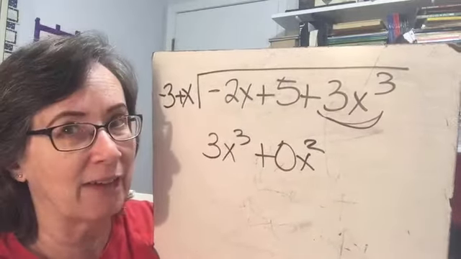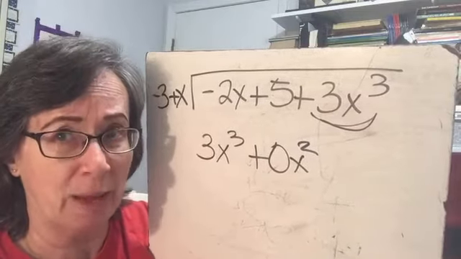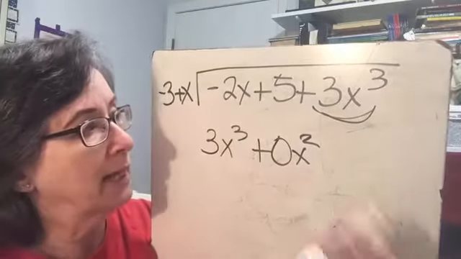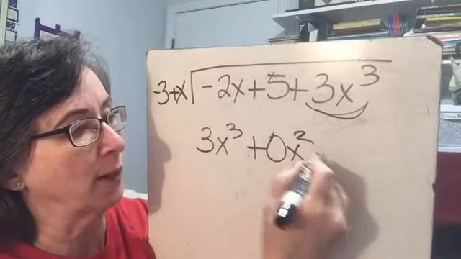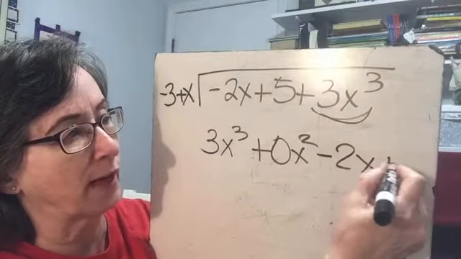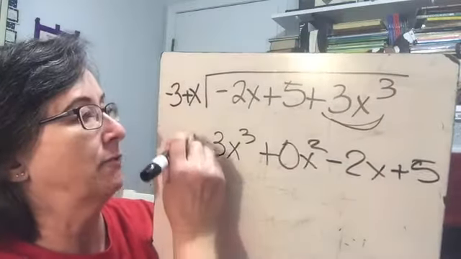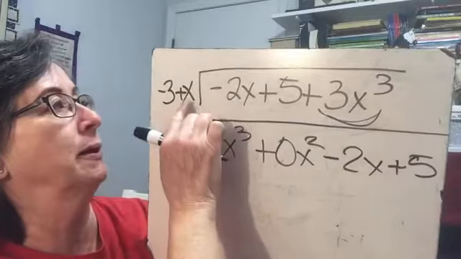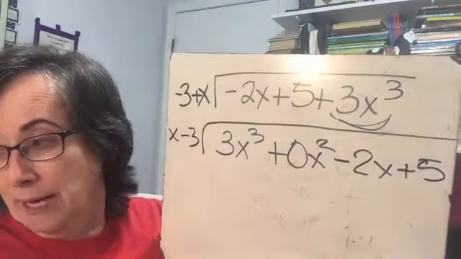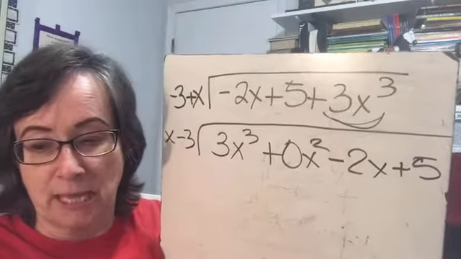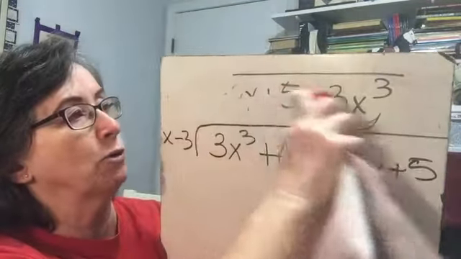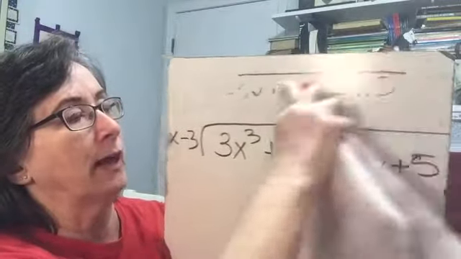It doesn't have any value, but it holds a spot, which is going to be very nice for keeping your columns in order. And then I'm going to put the negative 2x. And then I'm going to put the plus 5. And as a divisor, I'm going to put x first, minus 3. Okay, so now I'm going to get rid of all that stuff on the top and use that as the spot where I'm going to put my quotient as I divide.